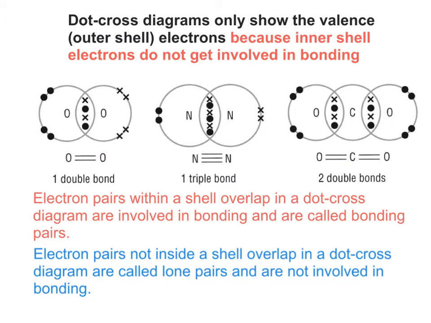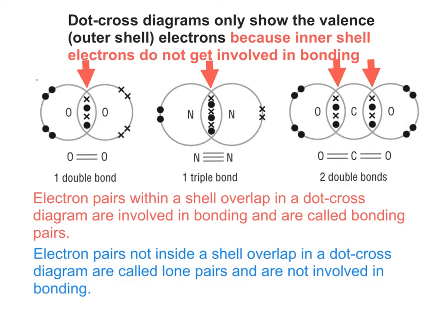So starting off with electron pairs in dot cross diagrams, obviously the electron pairs that are in the overlaps between the shells, these are called bonding pairs, and are indicated by the red arrows in the diagram. If you've got an electron pair that's not inside a shell overlap in a dot cross diagram, this is called a lone pair, and they're not involved in bonding.